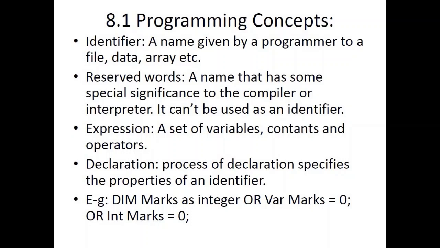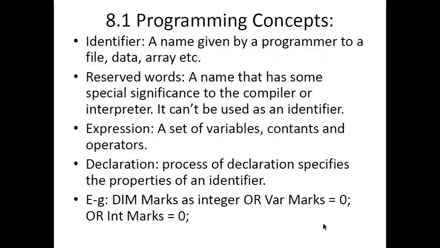Reserved keywords or reserved words. These are the names that have some specific significance to the compiler or interpreter. They can't be used as an identifier, such as print is already a keyword in different programming languages or in pseudocode, so you cannot make a function or a procedure with the name of print in order to do something else, because print is already a predefined function.